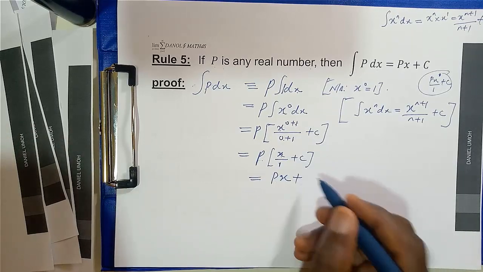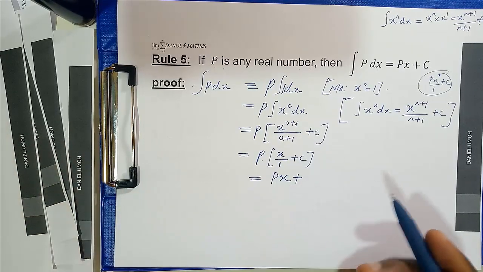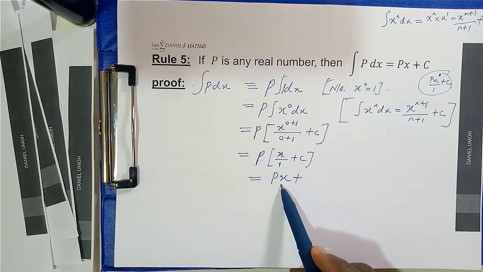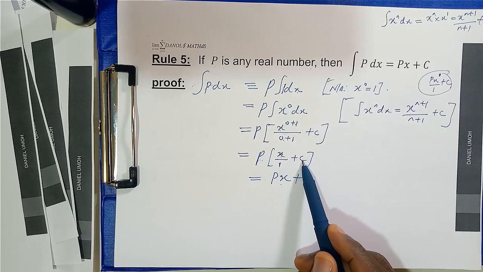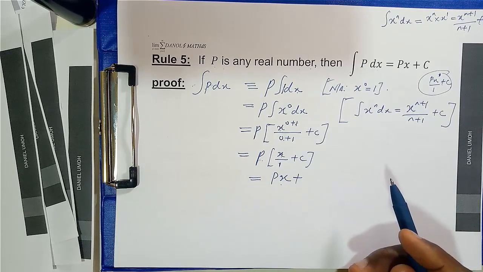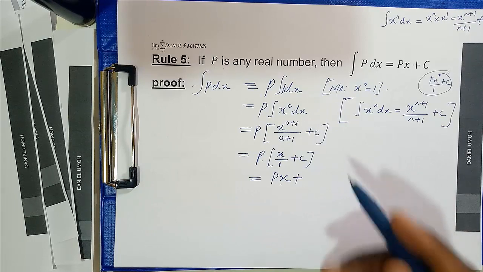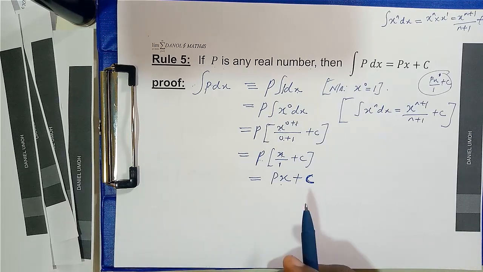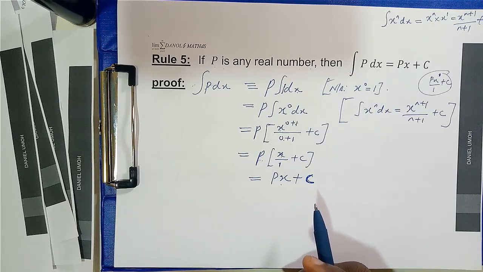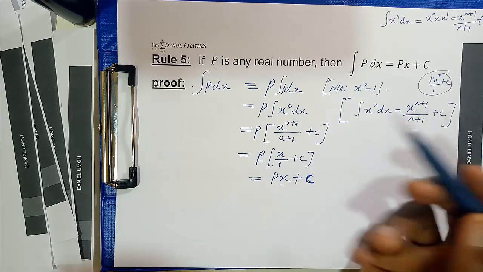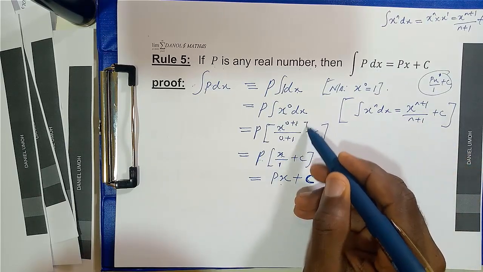Px plus c. Now some of you may be asking, why didn't I expand it, this times this to get this, then this times this to get pc? Now I want you to just note that any number you multiply with a constant is still a constant. Any number you multiply with a constant is still what? A constant. Or if I am getting you confused, I could just solve it from here.